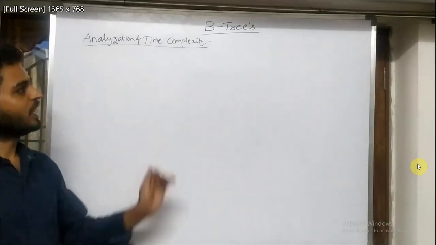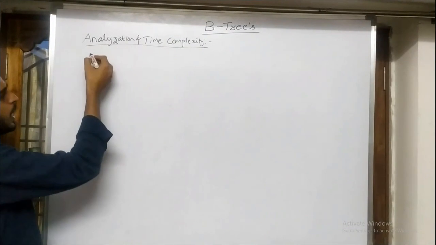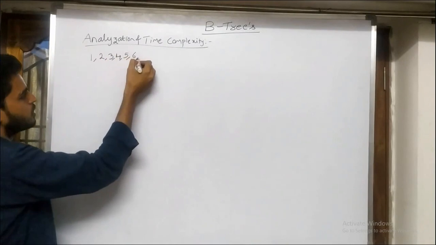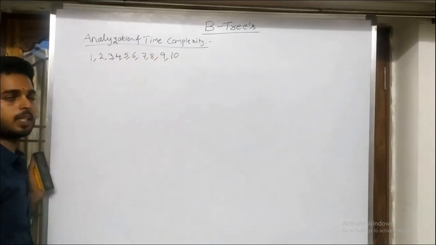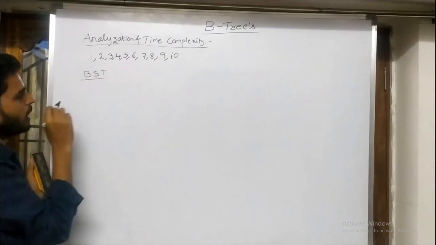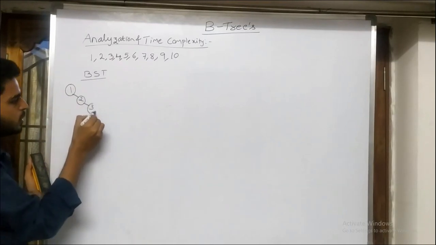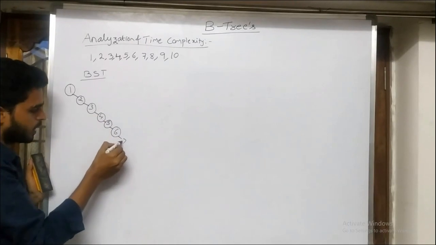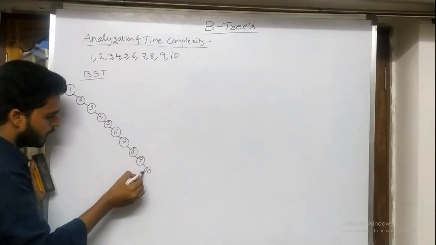Hi everyone, let's analyze the time complexity of weak trees. Suppose, for example, I have the elements 1, 2, 3, 4, 5, 6, 7, 8, 9, 10. If I construct a binary search tree for this, what will happen? You will get a completely right skewed binary search tree: 1, 2, 3, 4, 5, 6, 7, 8, 9, 10.